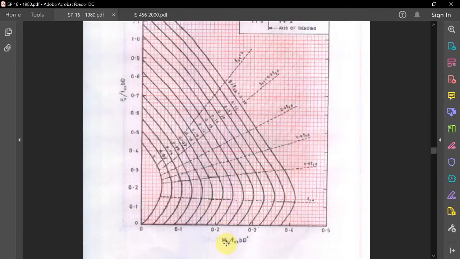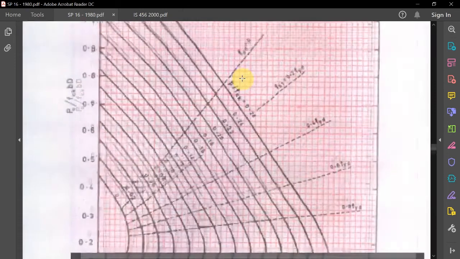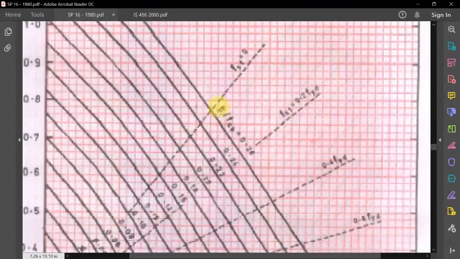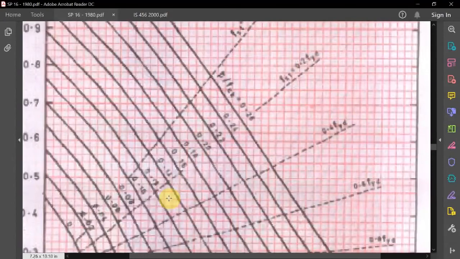So these two things you will have to find, and then you will have to plot them, and what you will get is called interaction curves. These black lines that you see, they are all called interaction curves. And you can see there is a ratio given. It is very blurred, but that ratio is rho by fck. Rho is nothing but your percentage of steel reinforcement, divided by fck. This ratio is what you will be getting from these charts.